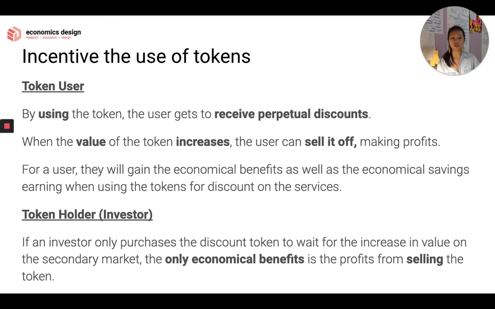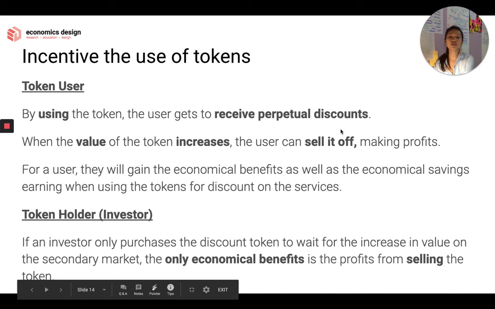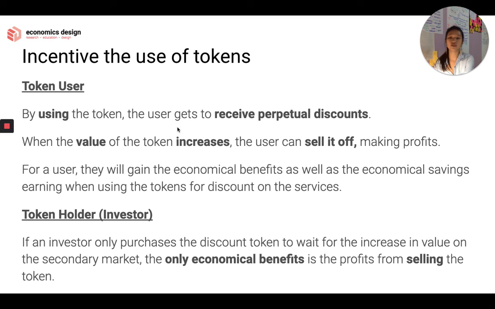You're not even going to use it, you're just going to keep it at home and show off to your friends who come to your party. So if that's the case, they only make economic benefits from selling it at a higher price. What are they losing out? They're losing out this part. They're losing out that using the tokens to get perpetual benefits or perpetual discounts.